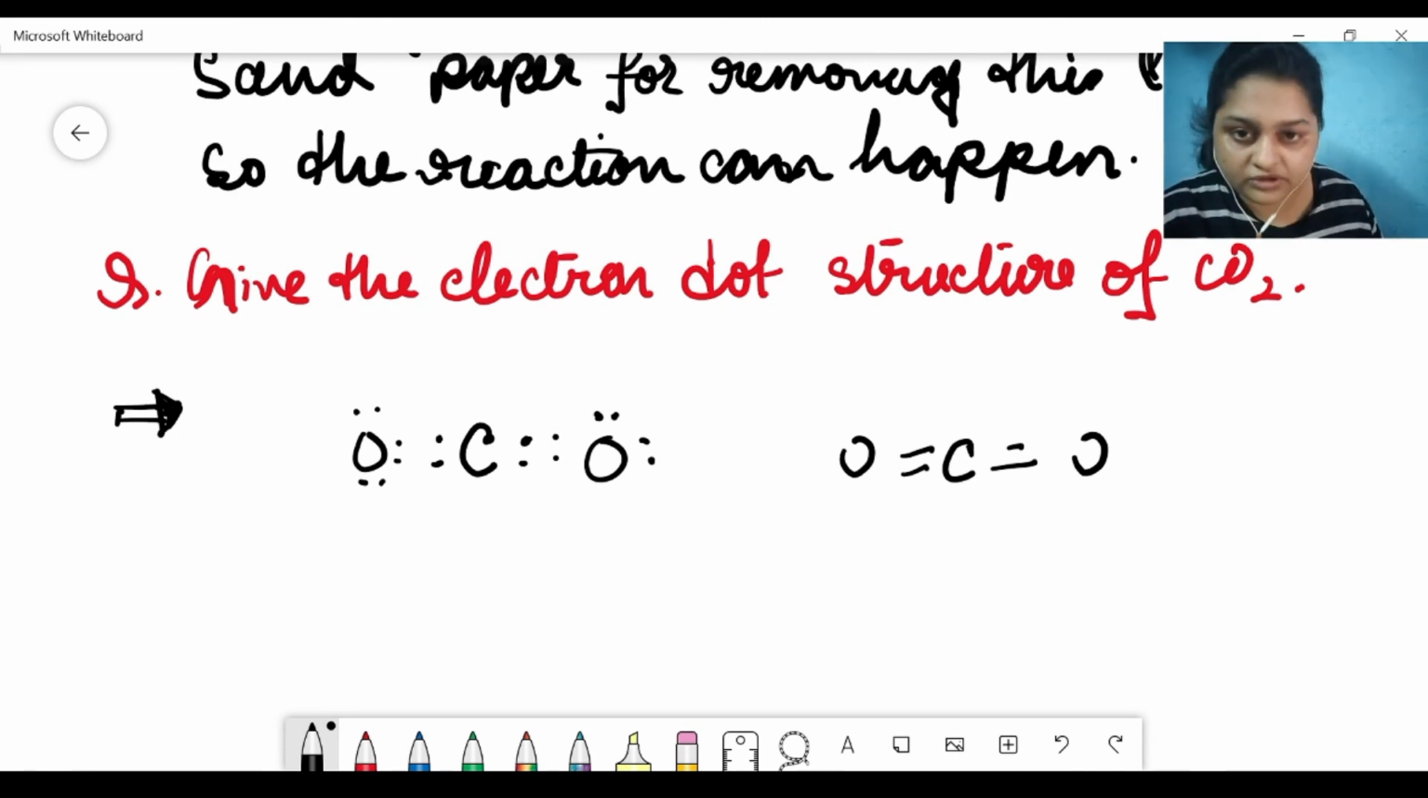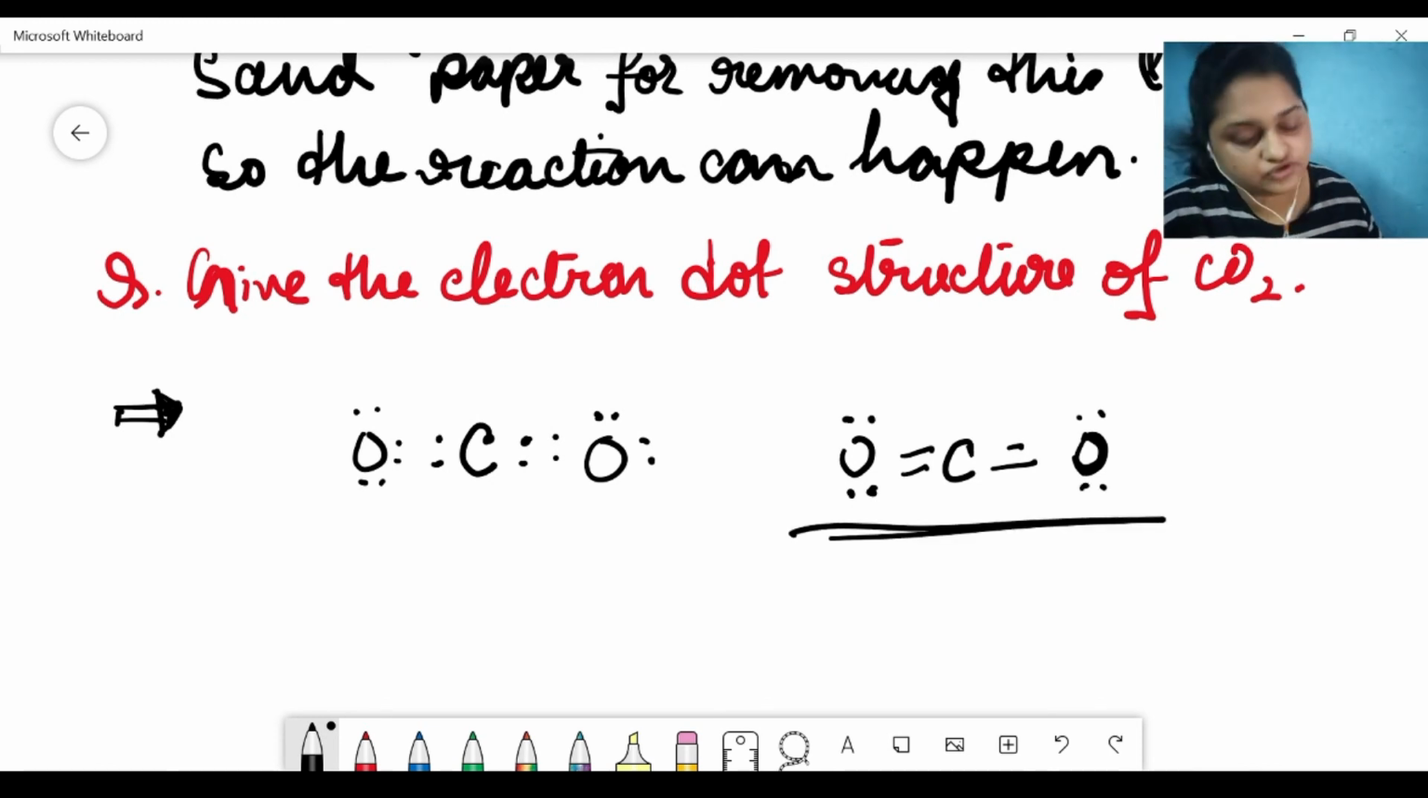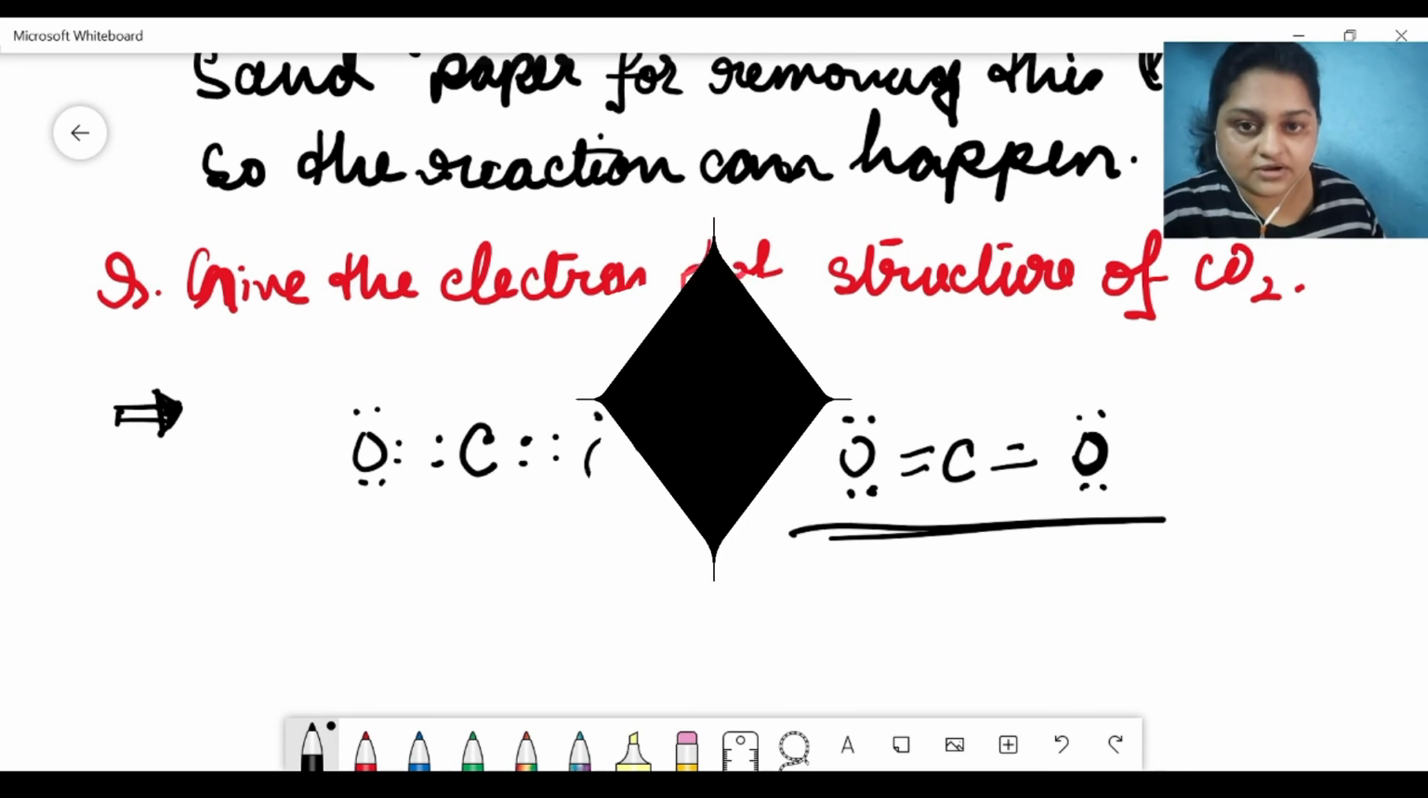there are 4 bonds on the central atom carbon, comprising 2 electrons each, in total 8 electrons for the carbon, and oxygen comprising 2 lone pairs and 2 bond pairs each, comprising 8 electrons for each oxygen atom, and thus fulfilling the octet. So this is the Lewis dot structure for carbon dioxide.